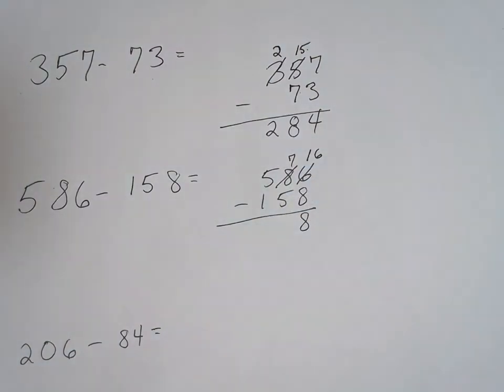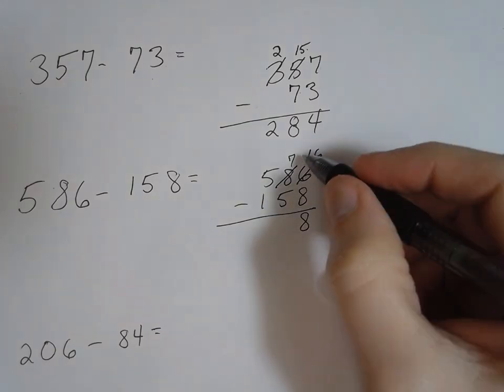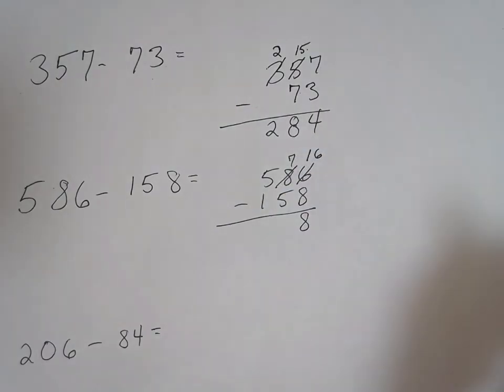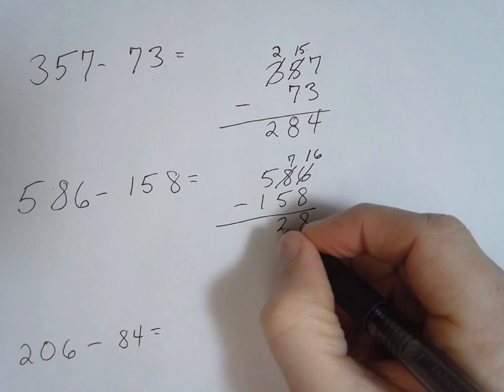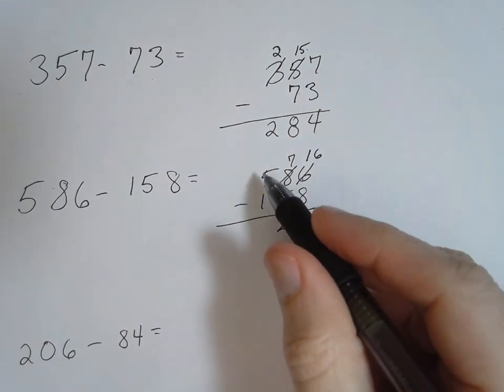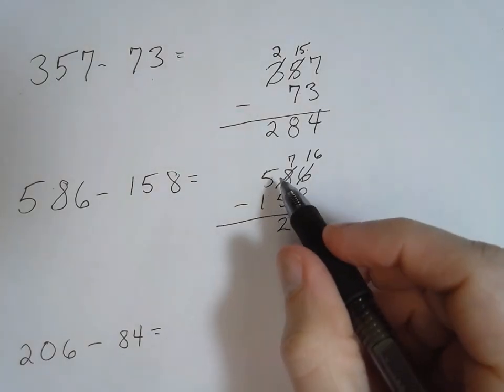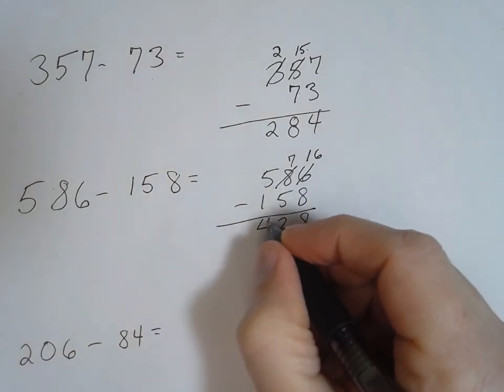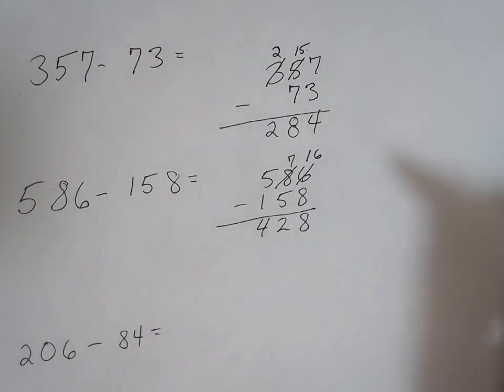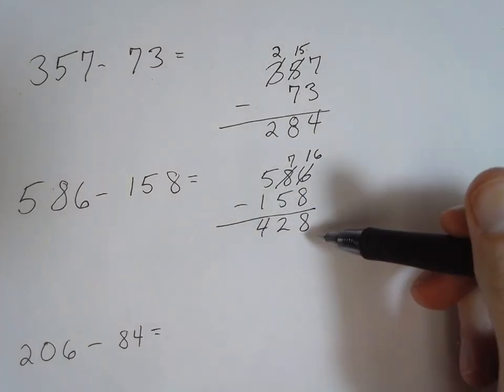And I ask myself the question, can I do it? 7 minus 5, I can do. 7 minus 5 is 2. And on the last column, the hundreds place, can I do that? Yes, I can. 5 minus 1 is 4. So 586 minus 158 is 428.